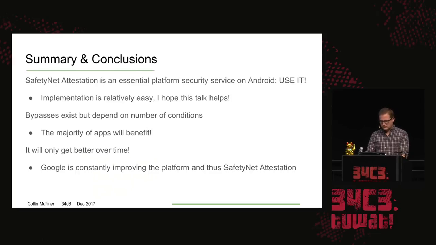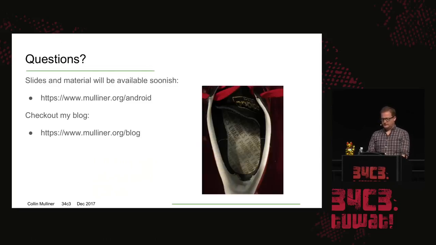So, summary and conclusions. It's one of the essential platform security services. And if you're serious about any kind of app security on Android, you should really, really use it. As I showed you, there are some downsides or some things you have to be aware of. But you have to be aware of those anyway if you roll your own or buy a third-party service. The majority of apps will benefit from this. And it will get better over time. You can see Google doing improvements to that.